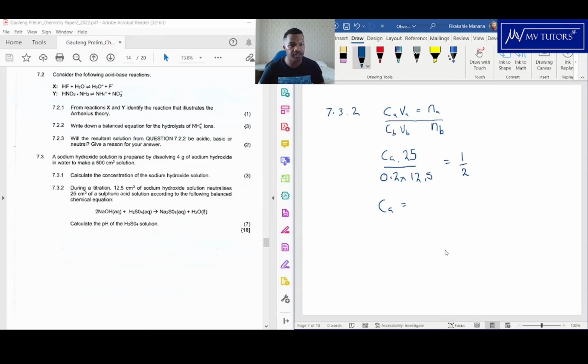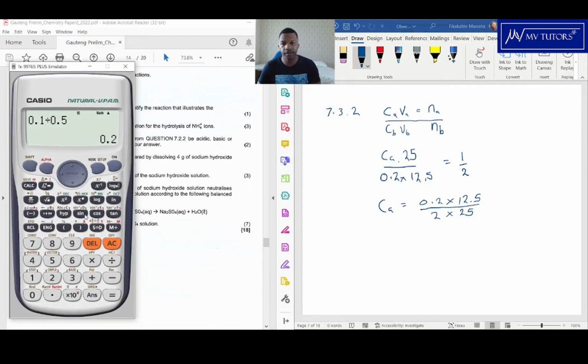So basically, if I take that side, it's going to be 0.2 times 12.5 divided by 2 times 25. Okay, let's bring out our calculator then. Let's put that in: 0.2 times 12.5. Downstairs it's 2 times 25, and then we get our answer, which is 0.05.